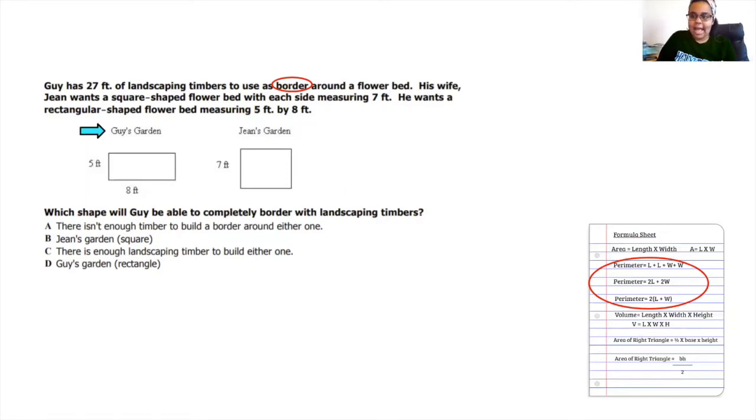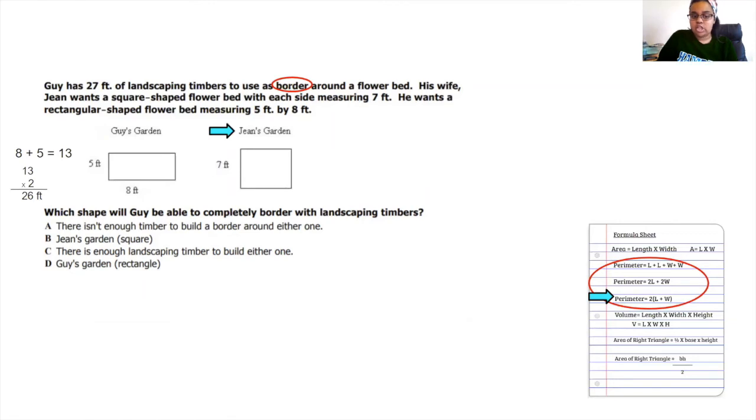Now, if I look at Guy's garden first and I try to find the perimeter of his garden, I'm going to use this third formula, which is length plus width times 2. So I know that 8 plus 5 is 13, and then 13 times 2 is 26. So the perimeter around Guy's garden is 26 feet.